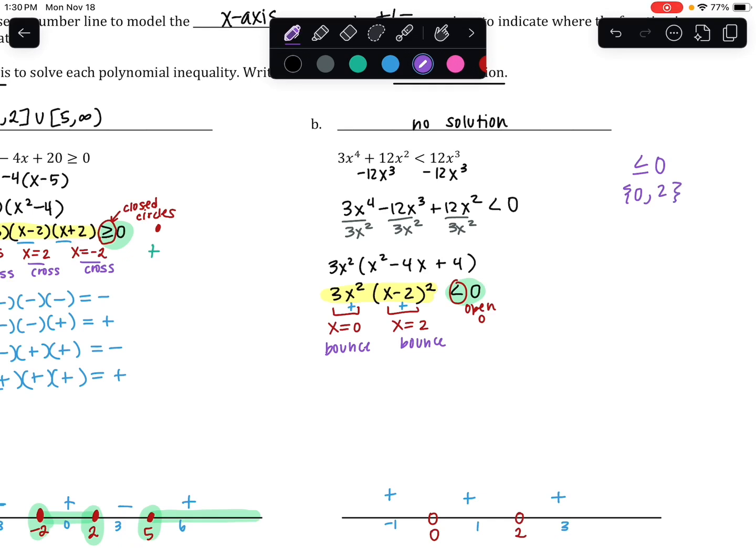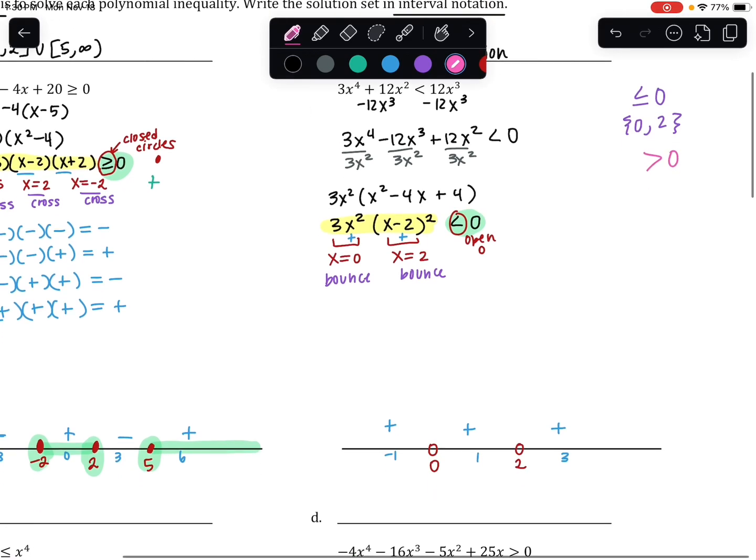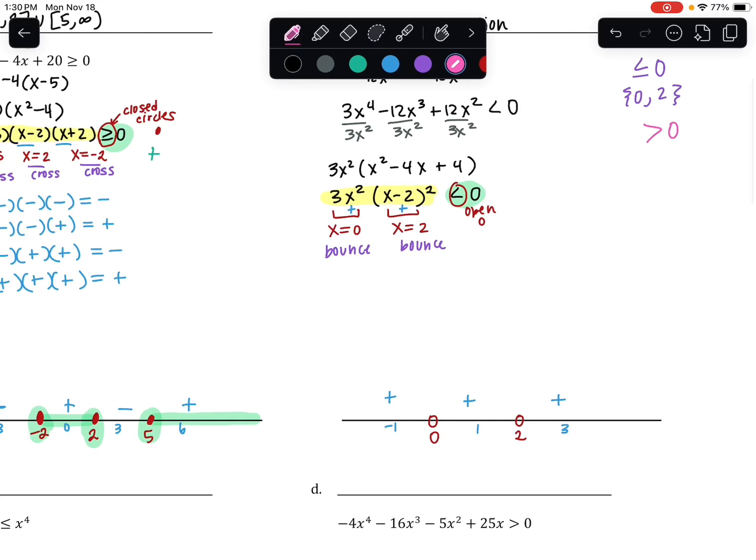That would be it. If I change the inequality to strictly greater than 0, we would have 3 intervals to point out. We would have the part less than 0, the part between 0 and 2, and then the part greater than 2. All 3 of those intervals are strictly greater than 0. And so we would say -infinity to 0, pick back up at 0, go to 2, pick back up at 2, and go on to infinity.